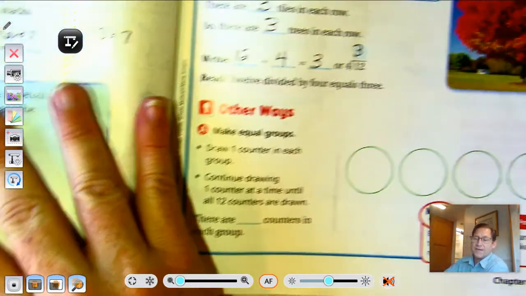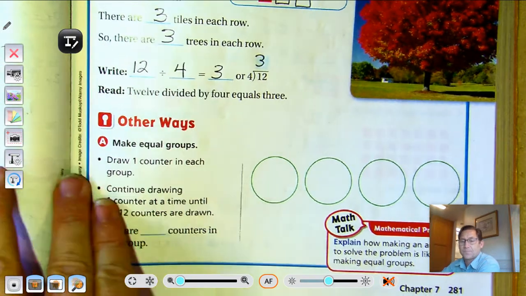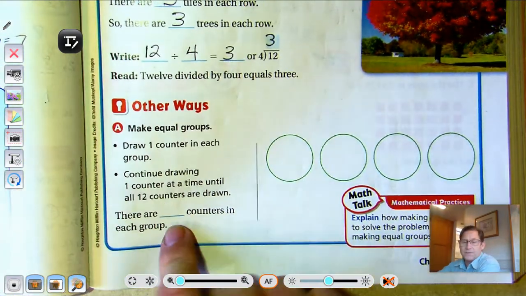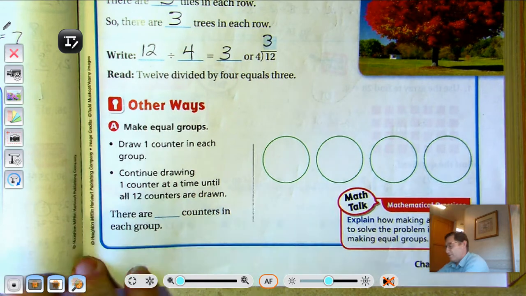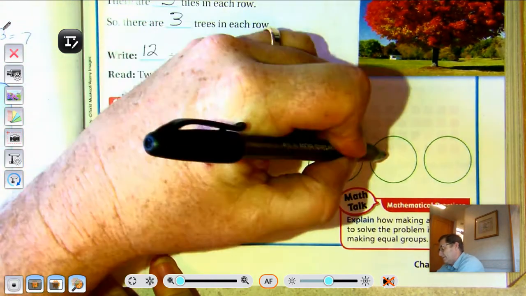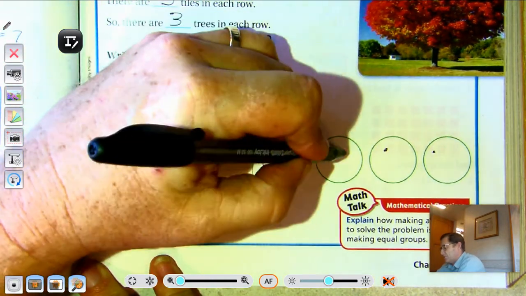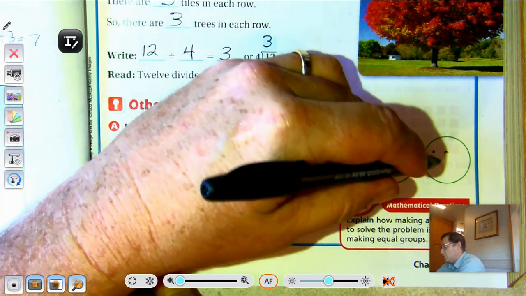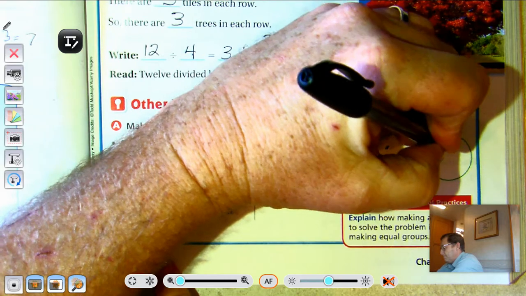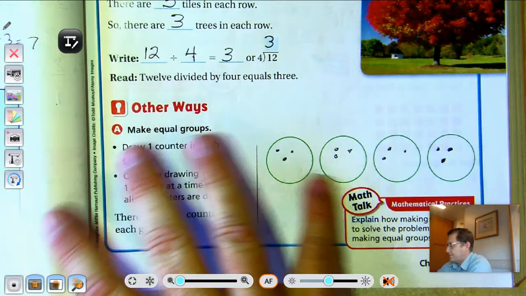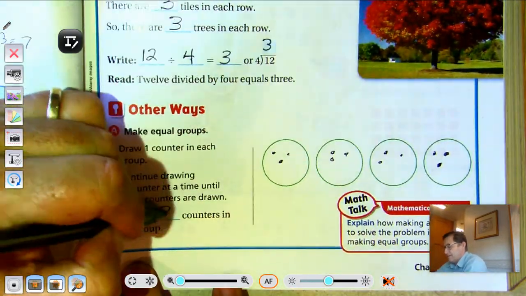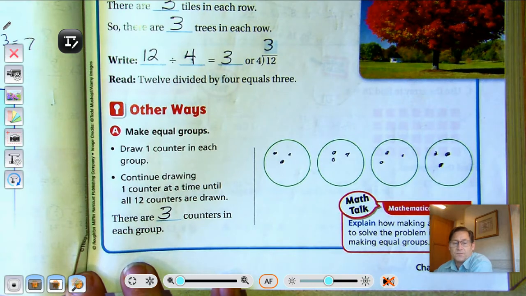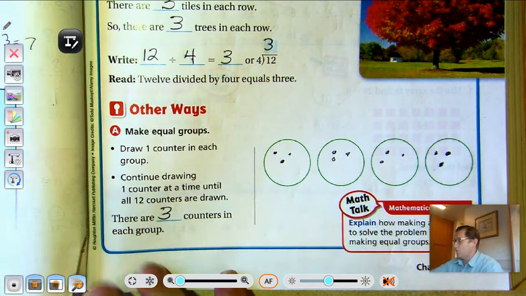Okay, we could also make equal groups. Each of these circles would represent one of the rows, and we're going to put one counter in each circle until we've used all 12. Okay, so that's 3, 6, 9, 12. And so there's still 3 counters in each group, or 3 trees in each row. Page 282.